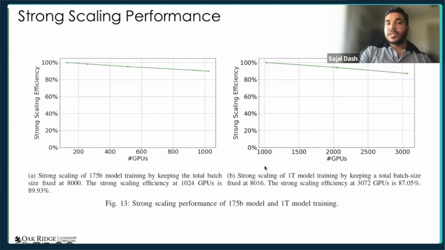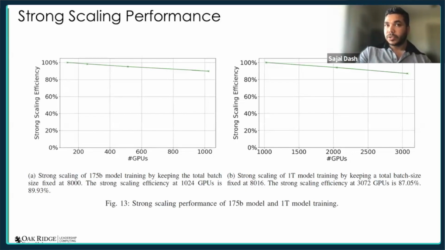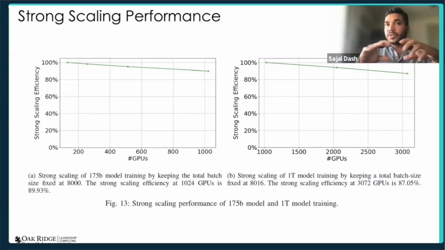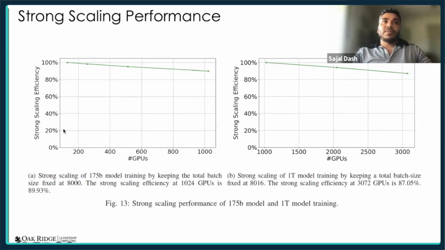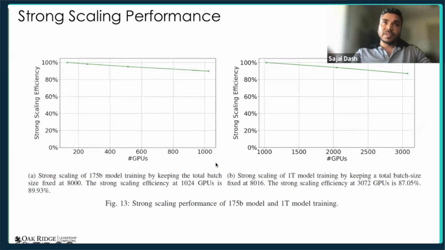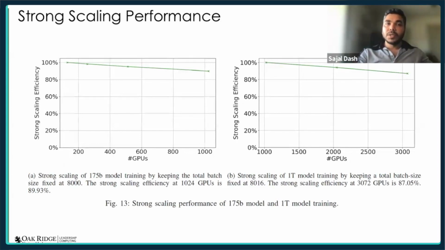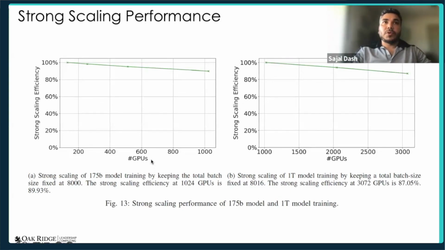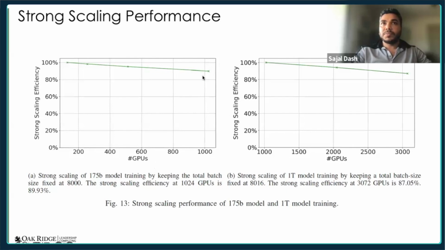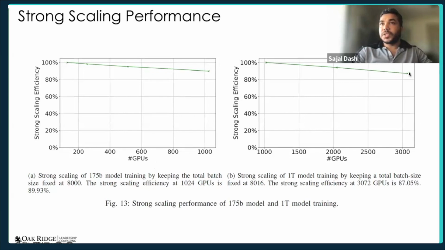So here I chose a value of 8,000 because in a previous work by our team, called the Forge model, we trained our model up to 8,016 sequences. I have not seen anyone using a larger batch size than this. So in strong scaling efficiency, we are increasing the GPUs but fixing the batch size. That means we are using more and more GPUs to fit just one single copy of the model. And if we do this, we see that the strong scaling efficiency for the 175 billion model drops to 89% on 1024 GPUs, and for the 1 trillion parameter model, it drops to 87% on 3072 GPUs.